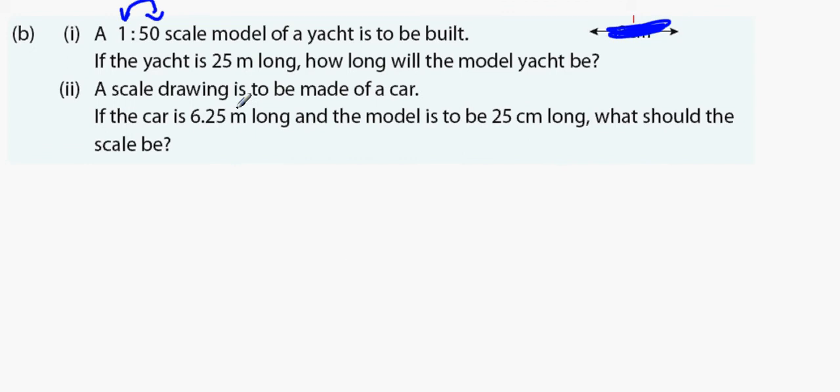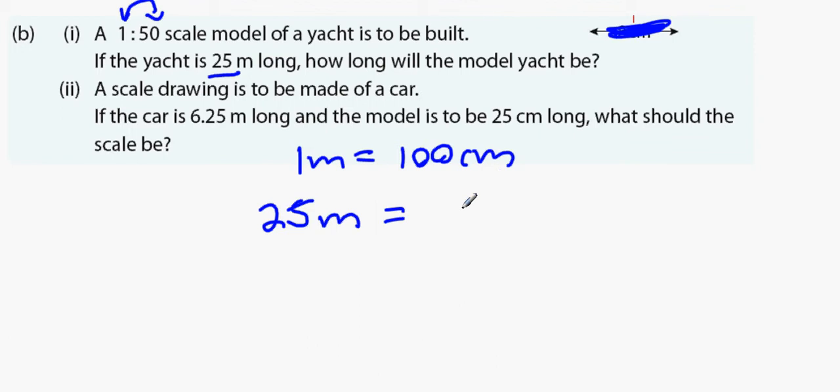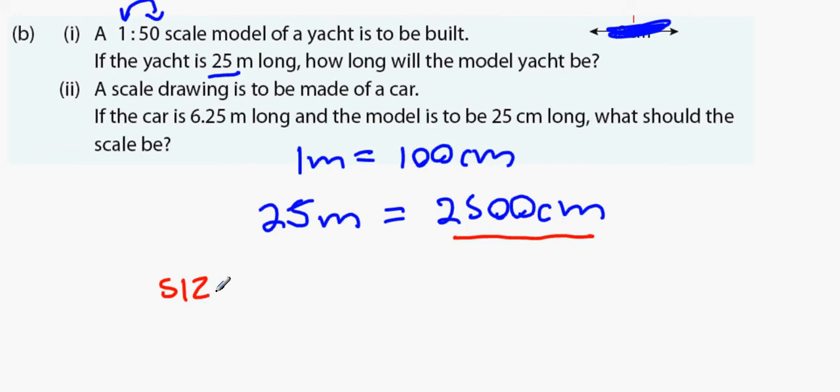So what we're going to do is convert 25 meters into centimeters. Okay, and remember 1 meter equals 100 centimeters. So we've got to multiply 25 by 100, and we know that 25 meters is therefore equal to 2,500 centimeters. Now this is the size of the yacht in real life. So size of yacht, length of yacht.